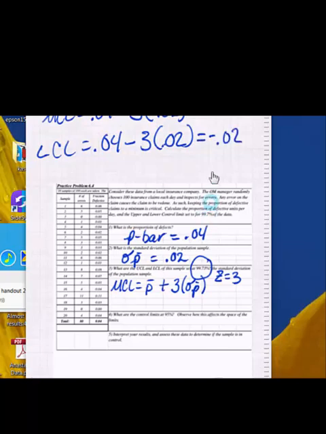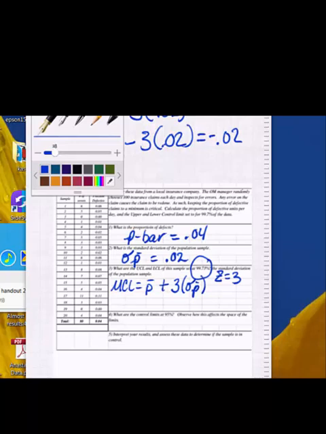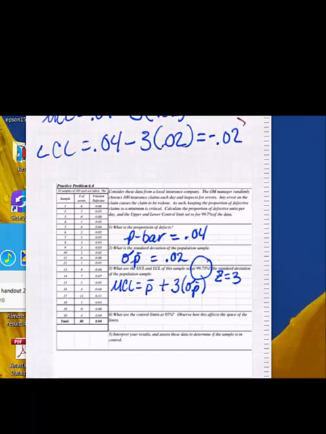So you can see that the upper control limit then is 10% right here, and the lower control limit is actually -2%, which is wrong. So I wanted to show you that, and I wanted to then circle it and say no, no, no, we don't want that. We are going to, if it's negative, change it to 0 because we cannot have a negative number of defects.